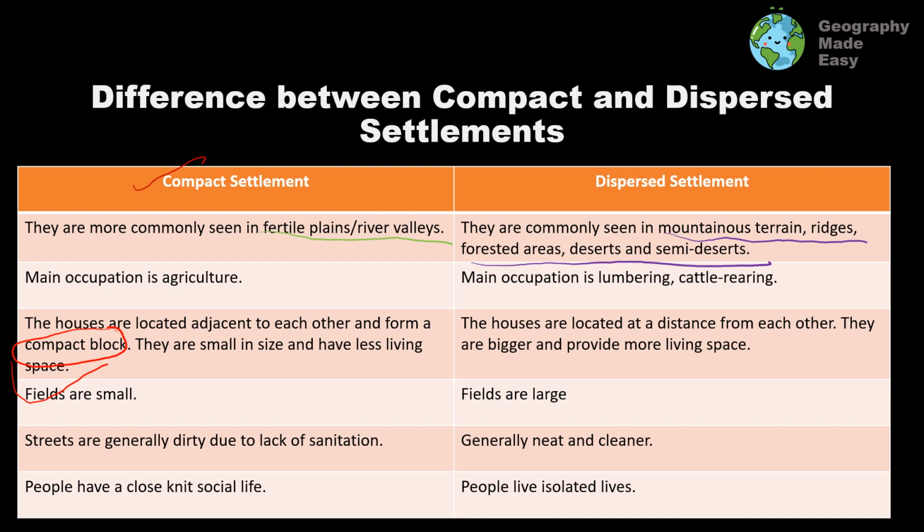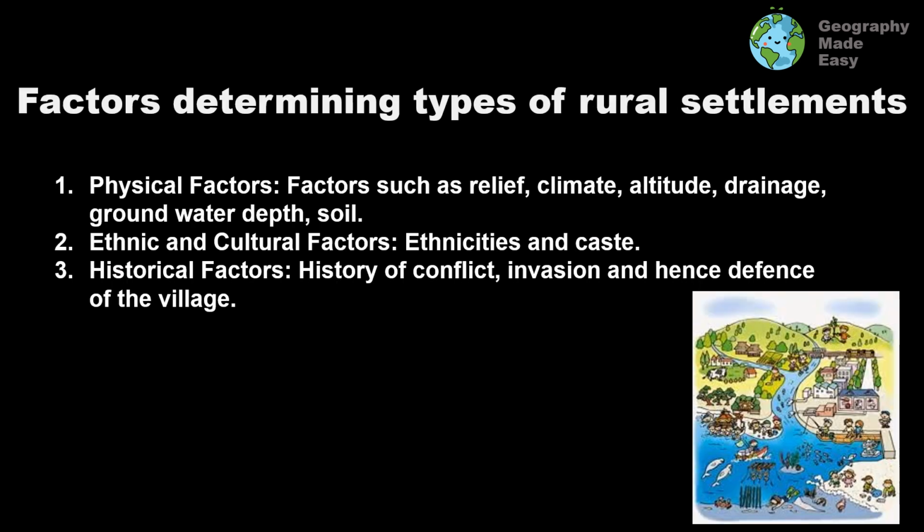People have a close-knit social life in compact settlements, and people live isolated lives in dispersed settlements, which can be understood just by the structure of the settlement, where people are living close to one another. They tend to have a very well-knit structured life, whereas people who live isolated lives, in the dispersed settlements, usually do not have a very well-knit social life.